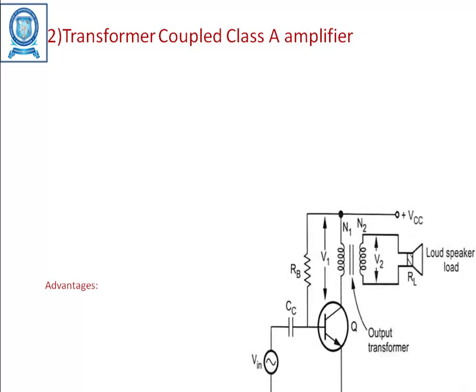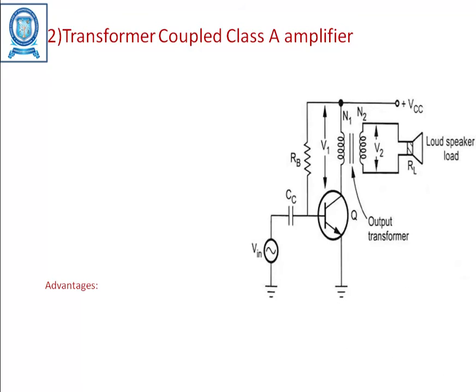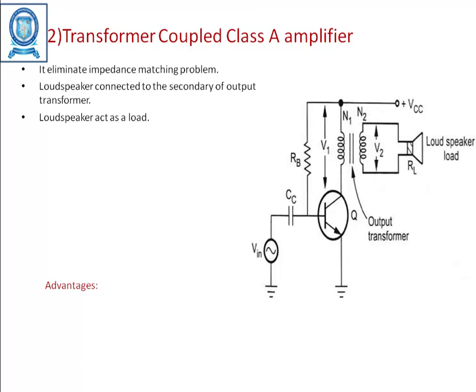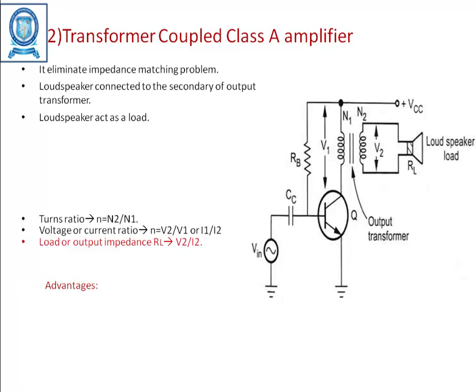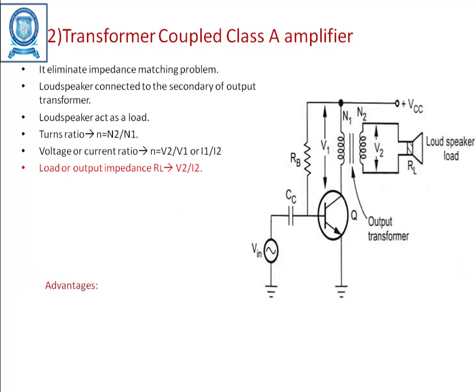In the transformer coupled Class A amplifier circuit shown in the figure, the impedance matching problem is eliminated. The loudspeaker is connected in the secondary of the output transformer and acts as the load. This is because the loudspeaker resistance is in the range of 3 to 4 ohms, while the output impedance of the series feed directly coupled Class A amplifier is very high. This problem is eliminated by using a transformer to deliver the power to the load.